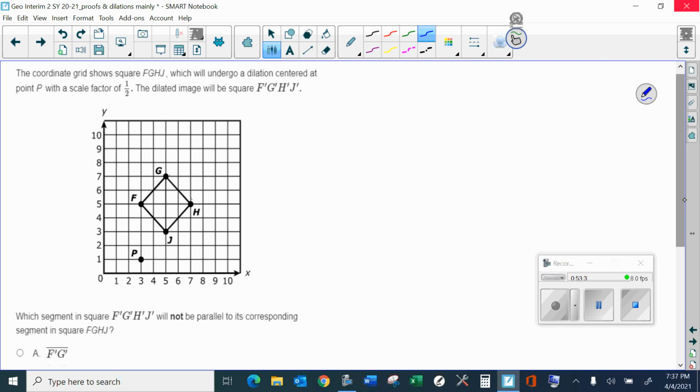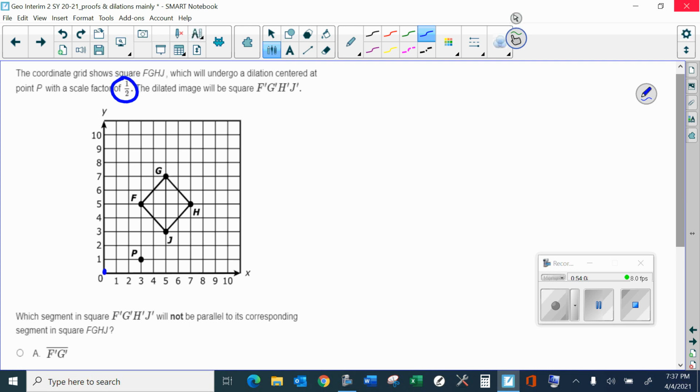Okay. The coordinate grids show square FGHJ, which undergoes dilation centered at point P. Not the origin this time. The origin is easy because I just multiply the dilation by whatever the coordinates currently are, but that's not the case here because the origin is not the center of dilation. Scale factor of 1/2. So I need to go half the distance. So pay attention on this. This is off of the origin.